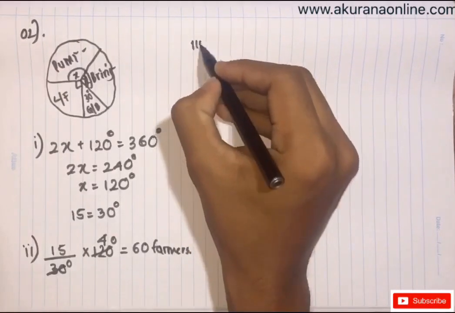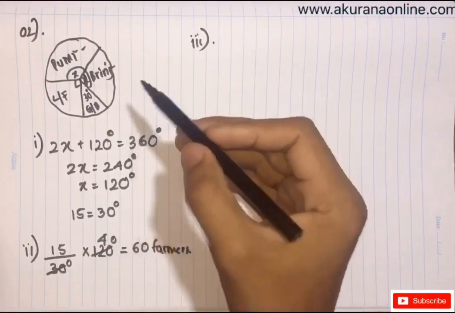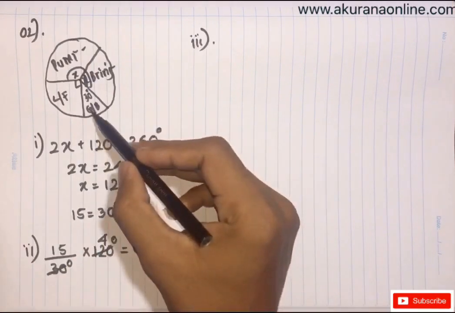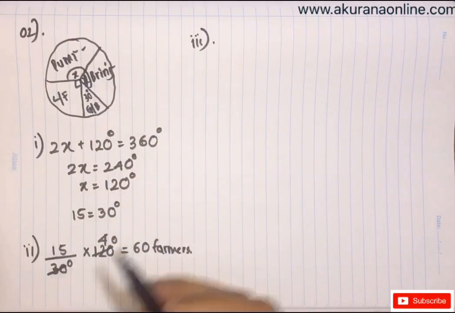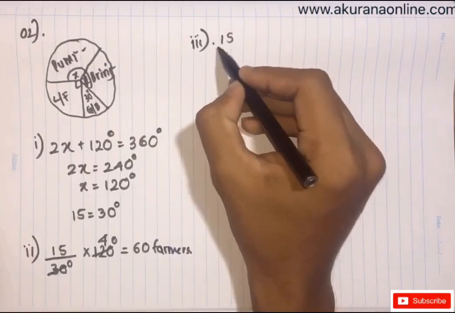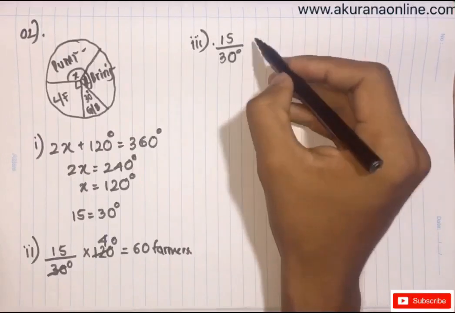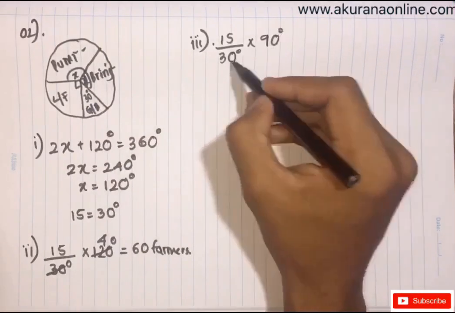Okay, the third question says find the total number of farmers represented in this pie chart. Now you have to find the total number of farmers. Since you know brinjals is equal to 60, pumpkins also will be equal to 60. Also green beans, they have already given the number of farmers. You have to find out ladies fingers. Let us use the same equation and find how many farmers are cultivating ladies fingers. Now since 15 farmers is represented by 30 degrees, what is the number of farmers represented by 90 degrees?